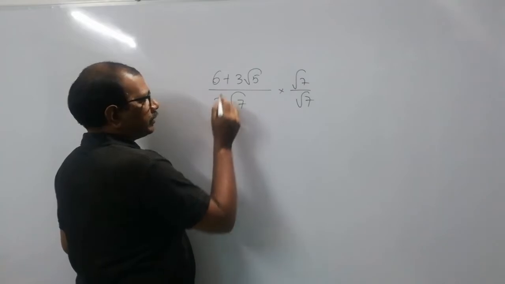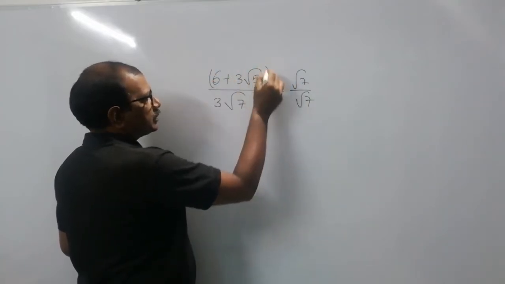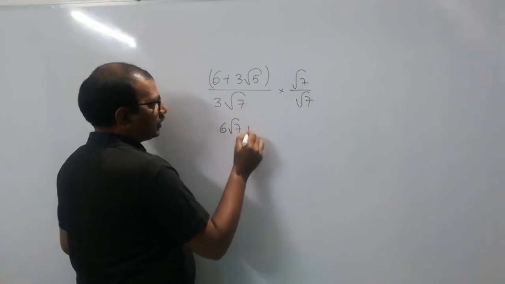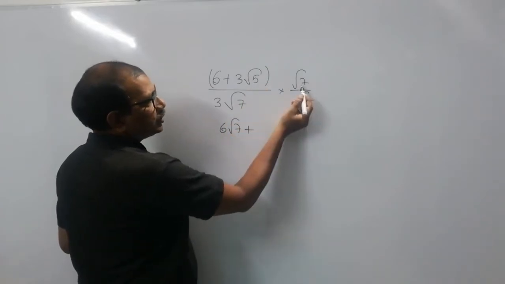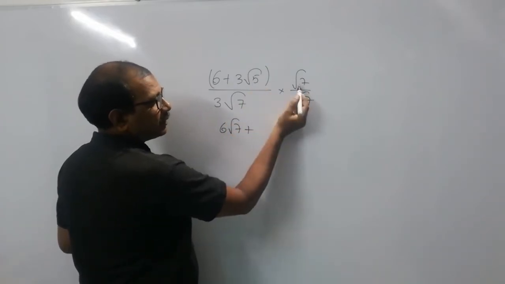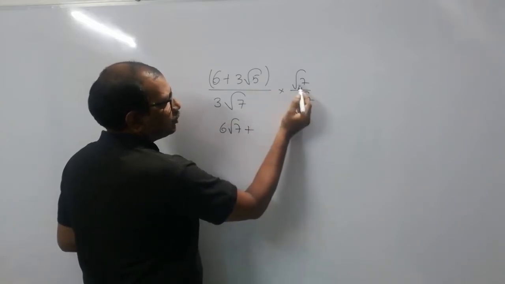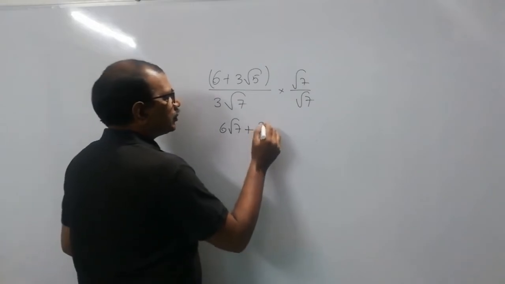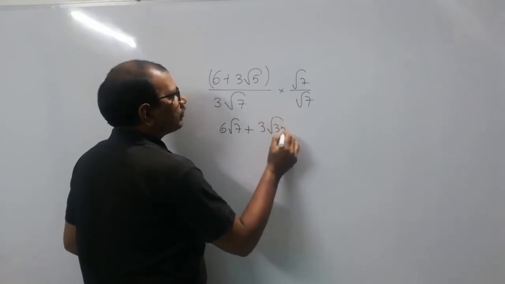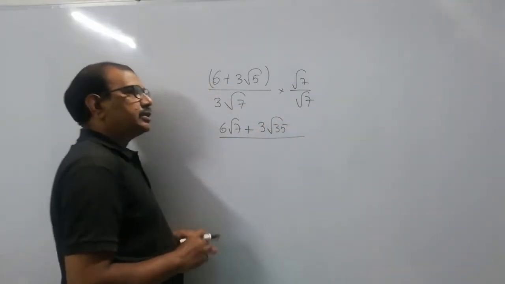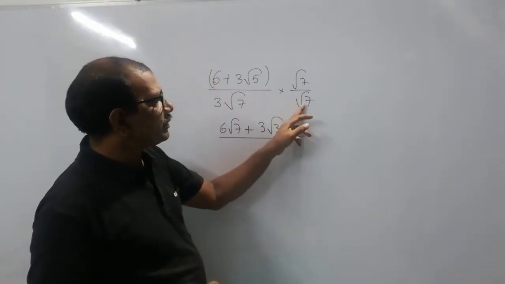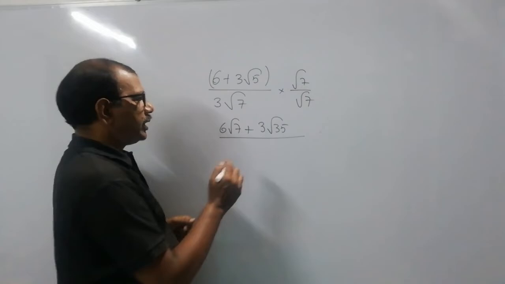So the numerator becomes root 7 multiplied by this bracket. So root 7 into 6 is 6 root 7 plus root 5 into root 7. The irrational part will multiply with the irrational part. So root 5 into root 7 is root 35. So this will be 6 root 7 plus 3 root 35 upon. Now see the denominator. Irrational will multiply irrational. So root 7 into root 7 is 7, 3 sevens are 21.